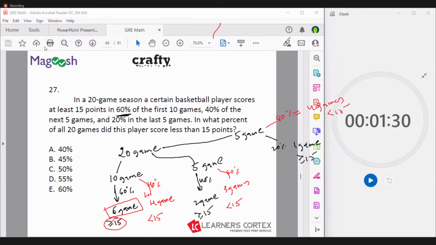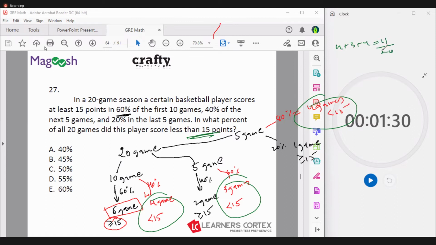Okay, now that we have divided the number of games into 2 parts, like less than 15 or at least 15, now what we can say is, in what percent of all 20 games did the player score less than 15? The less than 15 are 4 plus 3 plus 4. These are the 11 games. 11 games out of 20 games, the player is scoring less than 15.